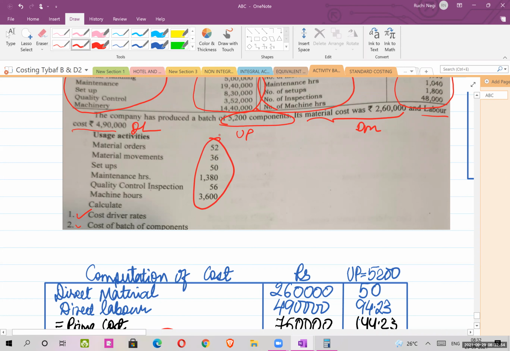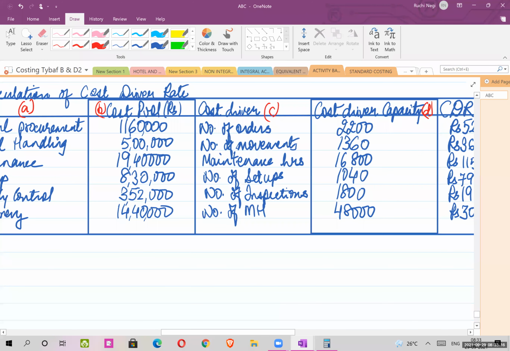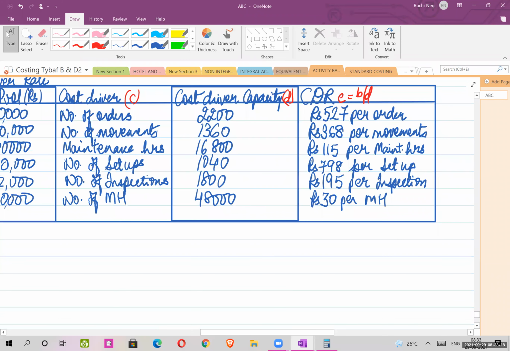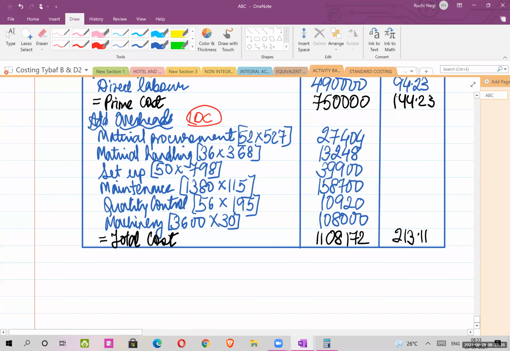Now, can you see your usage activities is given to you here? Individual 52, 36, 50, 1380, 56, and 3600. You will multiply with the cost driver rate. Usage activity, that's the quantity, multiplied with the rate. Which rate you have in ABC? You have the cost driver rate. So individual rates we just calculated. This one: 527, 368, 115, 798, 195, and 30. So these rates you'll have to take.